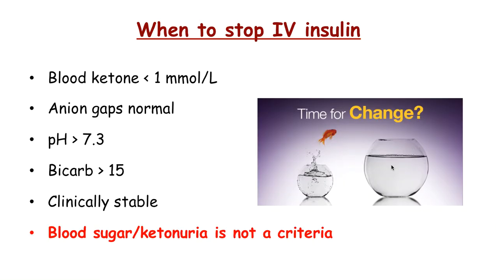Now, when to stop IV insulin? Stop is, I would say, not a correct word. The correct word should be switch over. So we don't stop IV insulin, we switch over from IV insulin to subcutaneous insulin. There are certain criteria: when the blood ketone is less than 1 millimole per liter, when the anion gap has normalized, the pH is more than 7.3 or bicarbonate is more than 15, and the patient is clinically stable, his sensorium is normal. Remember that blood sugar and ketonuria, for the obvious reason, are not criteria to make this switch over.